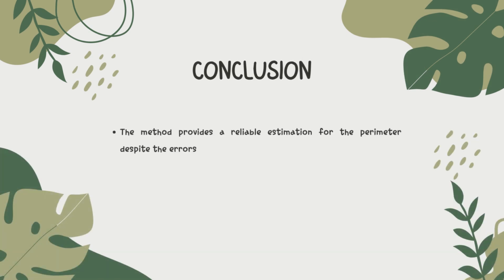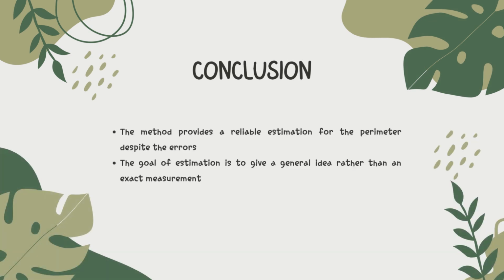This method provides a reliable way to estimate the perimeter despite the errors that we have encountered, since the goal of estimation is to give a general idea of the perimeter of the leaf rather than the exact precise measurement of it.